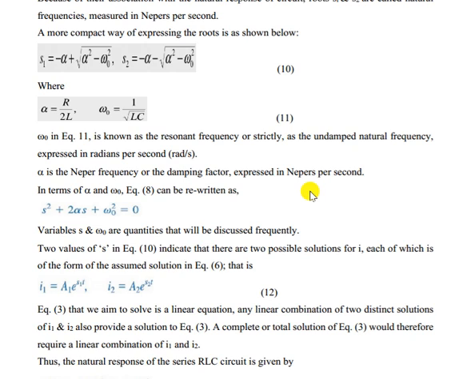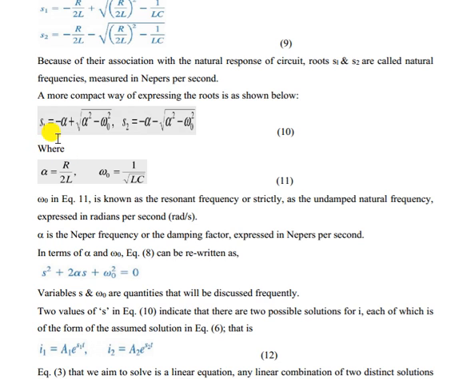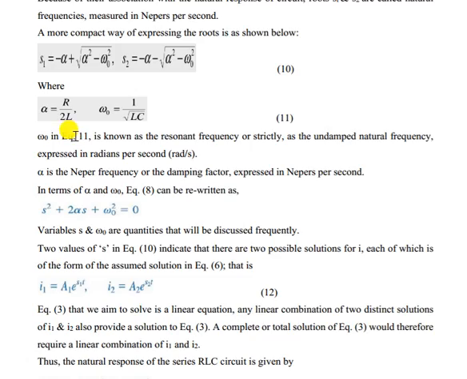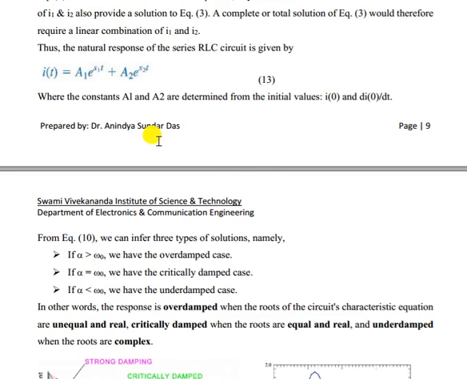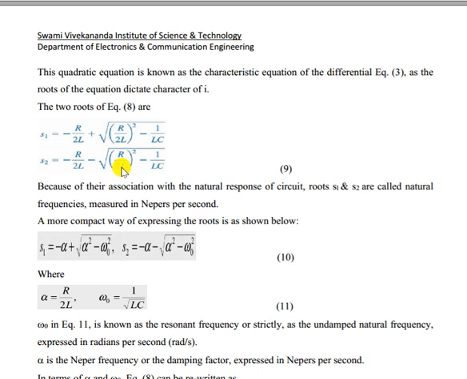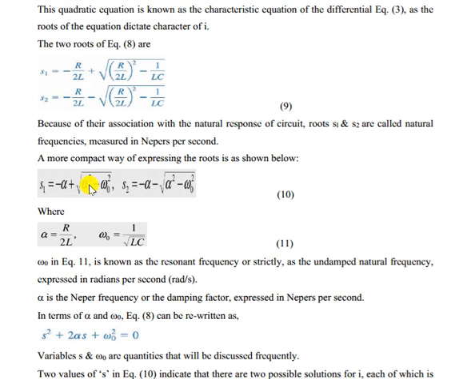Now what happened here? Here we have s1 equal to minus alpha plus root over alpha square minus omega 0 square, and you can assume plus or minus. So here what can we have? We can have alpha greater than omega 0, alpha equal to omega 0, or alpha less than omega 0.